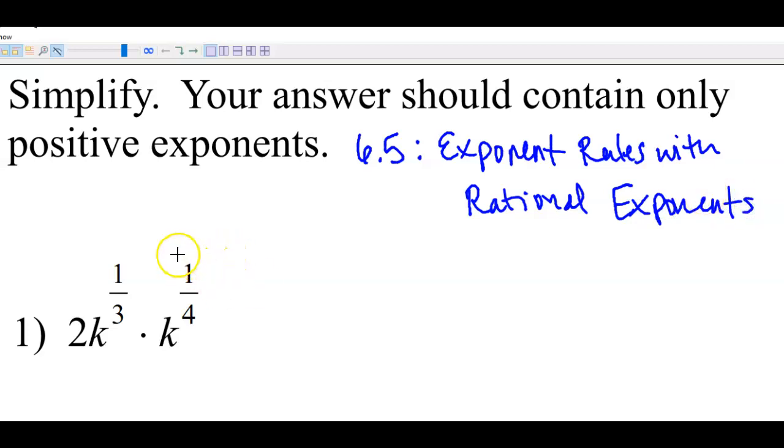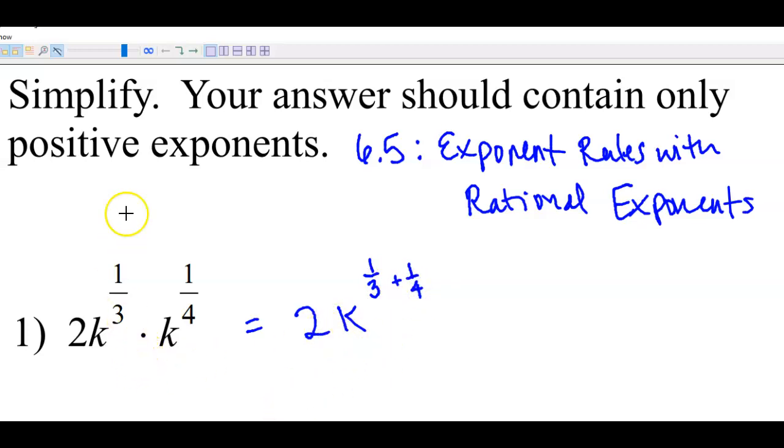Okay, so basically none of our rules have changed. They're all exactly the same, but now we just have some rational exponents. So these k's right here, we have k to the 1/3 and k to the 1/4. We just basically want to condense this so that we only have one base of k. Remember, if I have two things with the same base multiplied together, I can just add their exponents together. So this is going to be equal to 2, we have our big 2 out here, times k, and k is going to be raised to the 1/3 plus 1/4 power. So exactly the same rule.